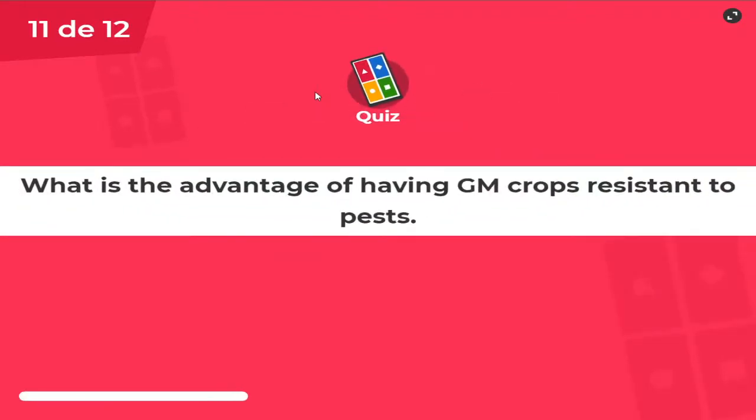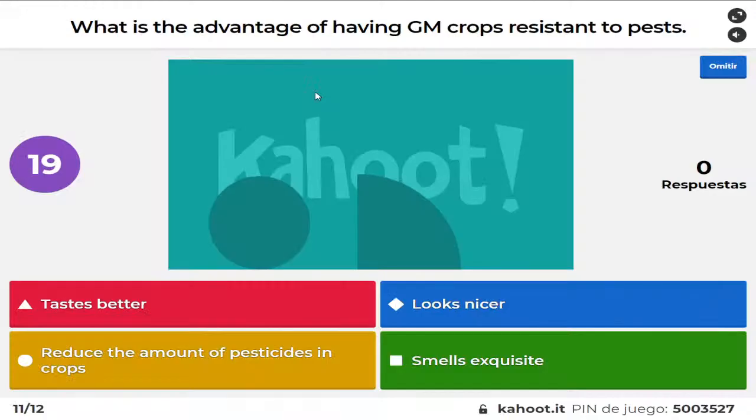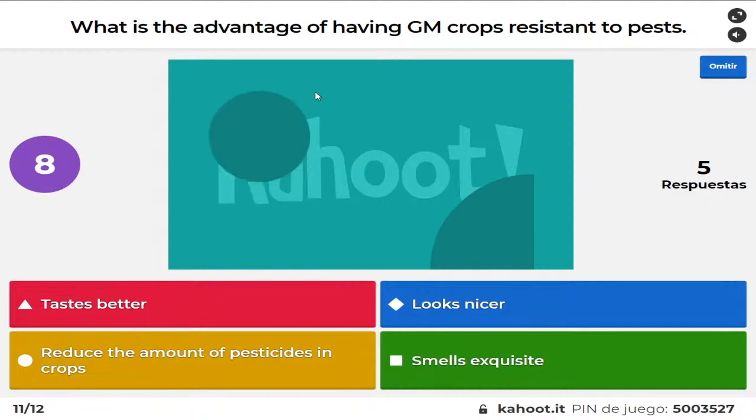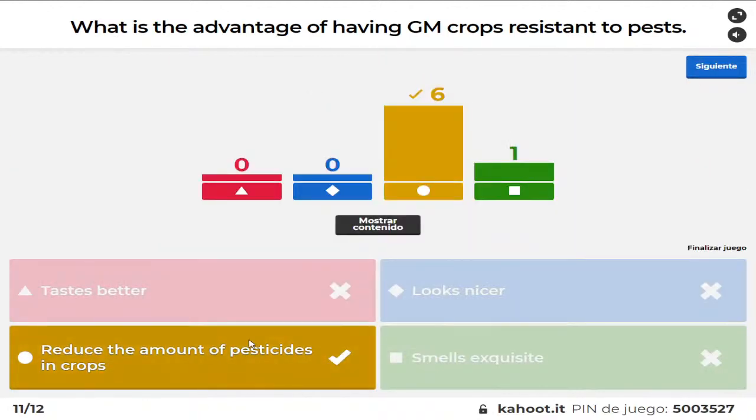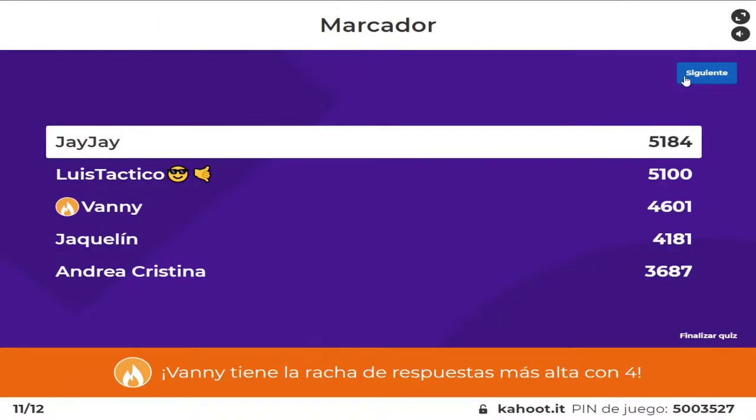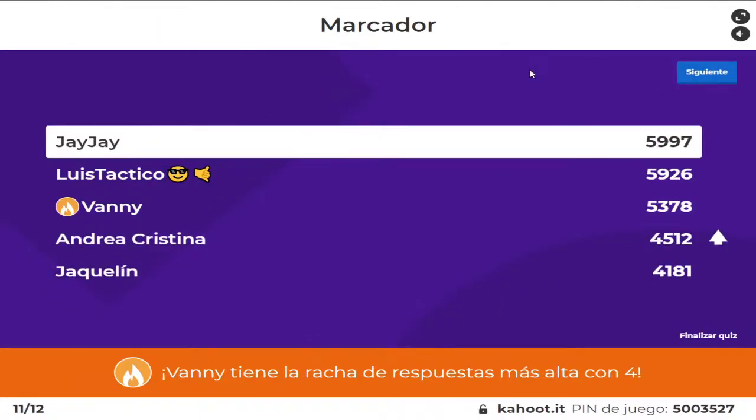Almost the last one. Pay attention. What is the advantage of having GM crops resistant to pests? Tastes better, looks nicer, reduce the amount of pesticides in crops, or smells exquisite. Reduce the amount of pesticides in crops. Yes, that's the correct one. Okay, let's see. Okay, pay attention, guys. Vale is winning, then Luis, then Fer, then Andrea, and then Jackie. Let's go for the last one and see who won. Who's going to win?